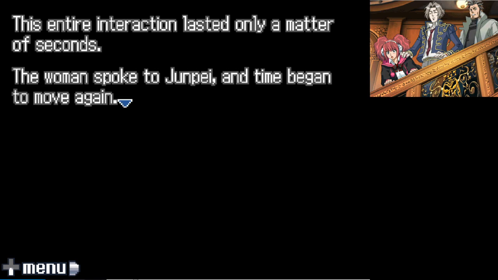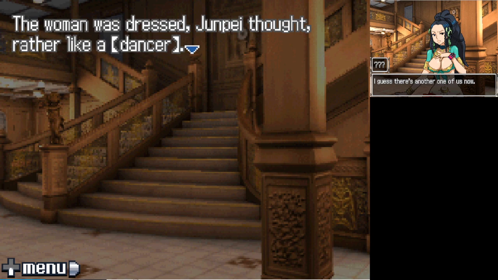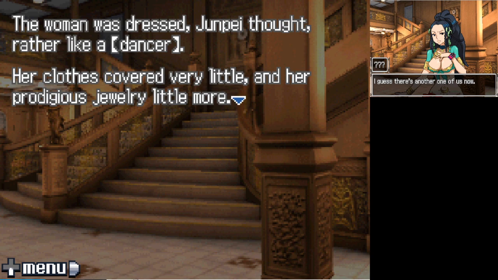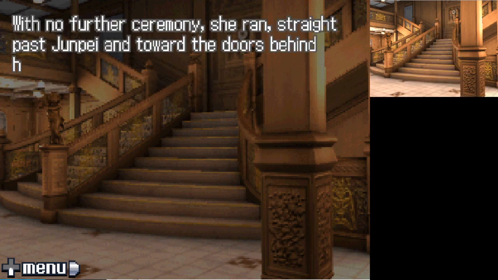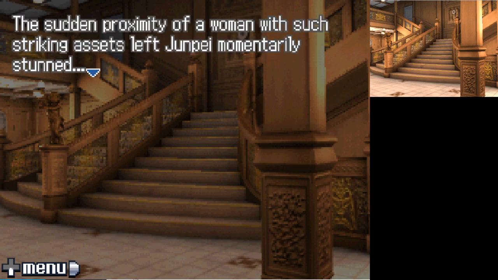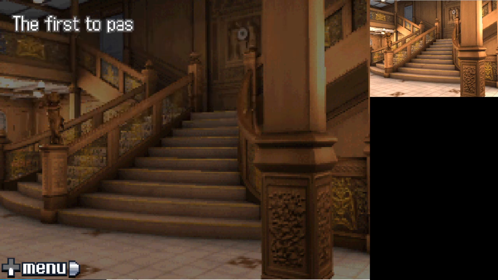One spoke to Junpei and time began to move again. "Guess there's another one of us now." She was dressed, Junpei thought, rather like a dancer. Her clothes covered very little, and her prodigious jewelry little more. "Hey, you! Come on, hurry!" Without further ado, she ran straight past Junpei toward the door behind him. The sudden proximity of the woman with such striking assets left Junpei momentarily stunned. But the others wasted no time and quickly followed the strange woman.